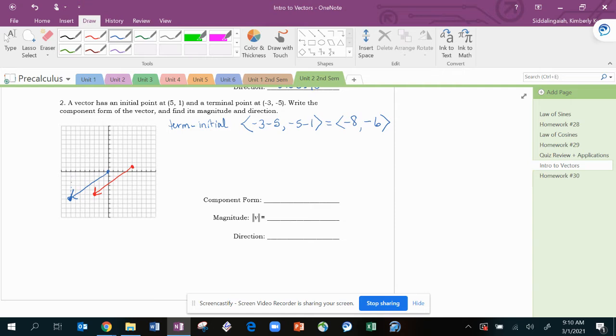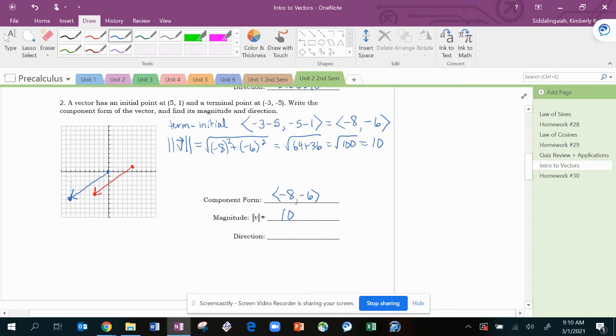Okay, so it says write the component form. Well, we just got that. That's -8, -6. And then find its magnitude and direction. Okay, so magnitude, I guess we're calling this vector v as well. By the way, I'm putting an arrow over the v because typically the v is bolded, but I can't bold while I'm writing. So I'm going to do square root of -8 squared plus -6 squared, which I know from up above is going to be 10, but I'll go through the arithmetic, and I do get 10.